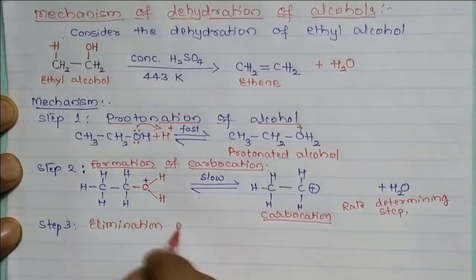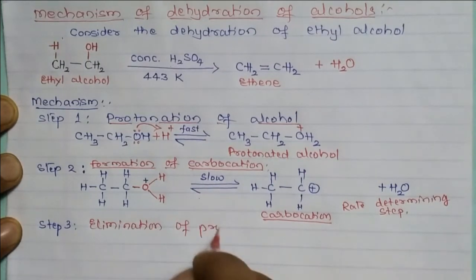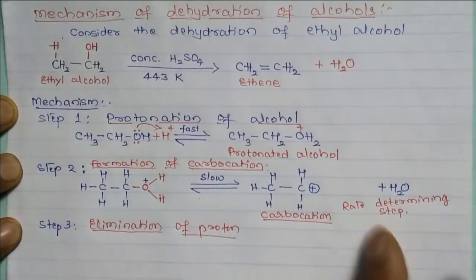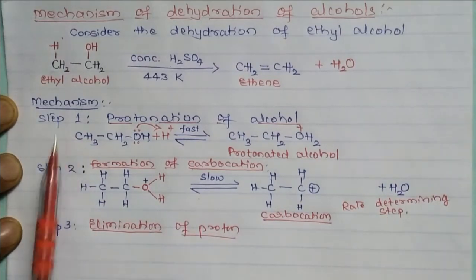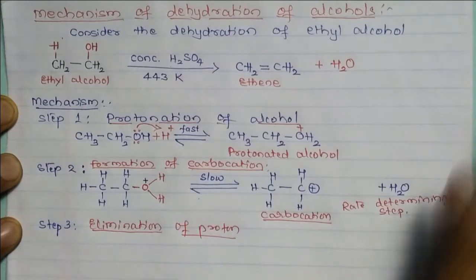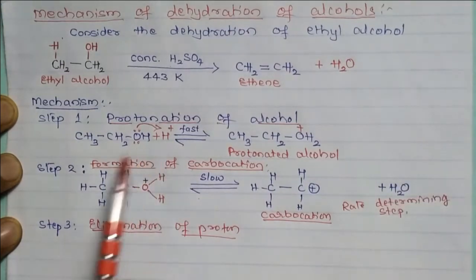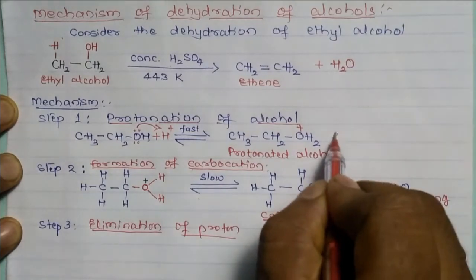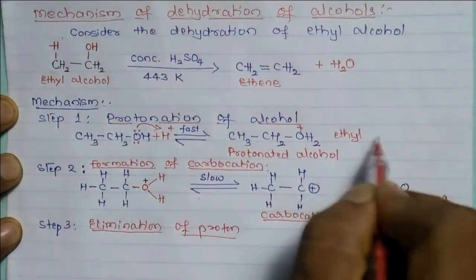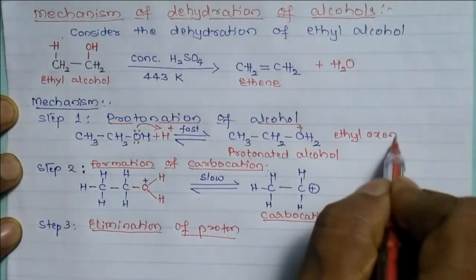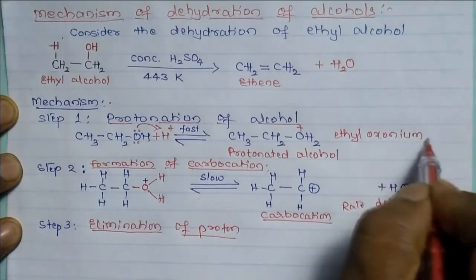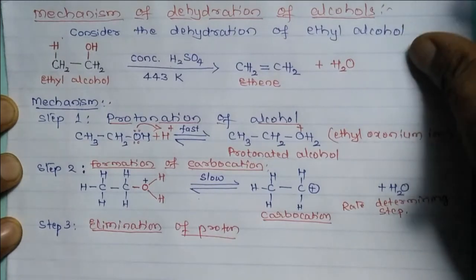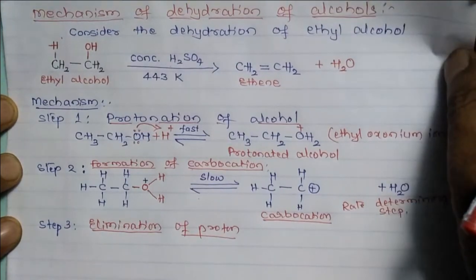Elimination of proton. Okay, first step is protonation of alcohol. Sulfuric acid protonates ethyl alcohol to form protonated alcohol, that is ethyl oxonium ion.